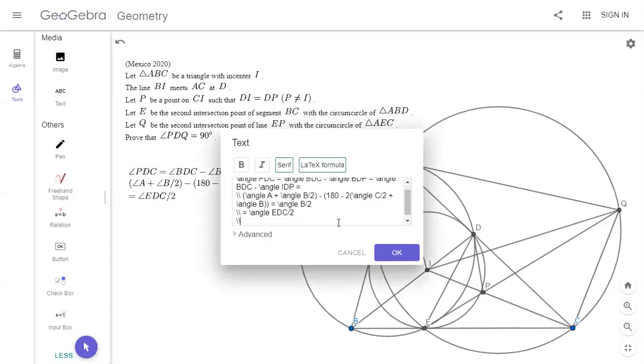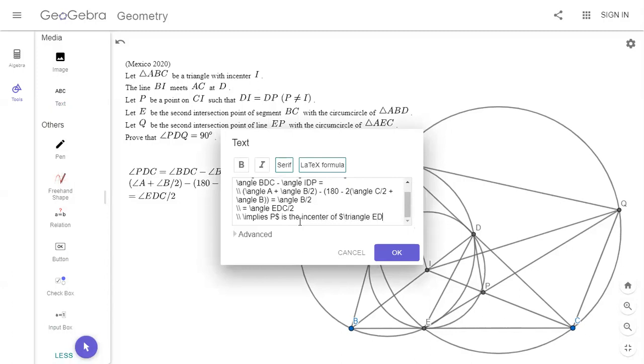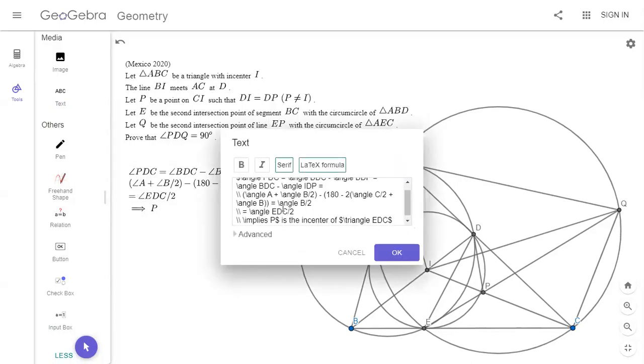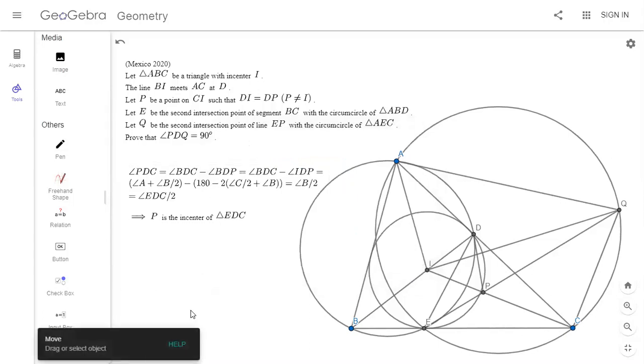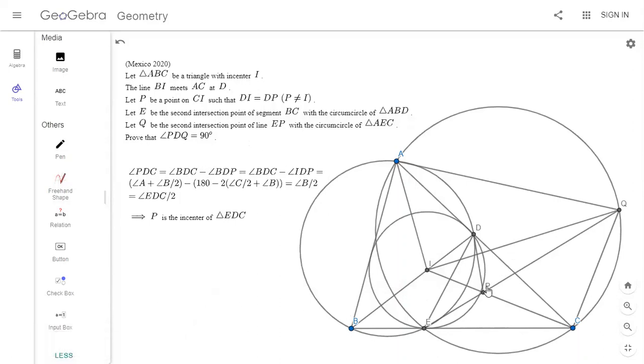So that means that P is the in-center of triangle EDC. What the heck? That's not what I wanted. Let me do it like this. There we go. And once we know that, how close are we? So that means angle PDC is B over 2, and angle EQC, can we show that's also B over 2? So EQC is AC.